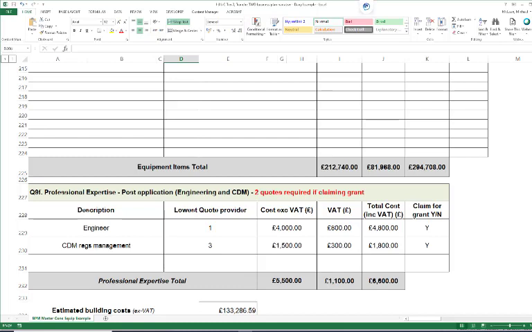Again, there is a total of all costs, including ones where no was selected. The box for the estimated grant represents 40% of the total of all the boxes where yes was selected. And this will be worked out for you depending on whether you select yes or no.